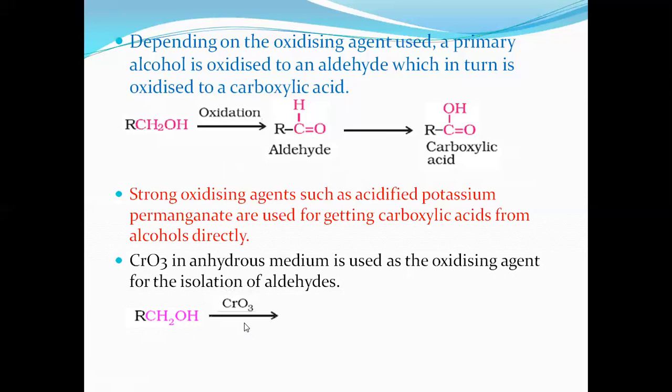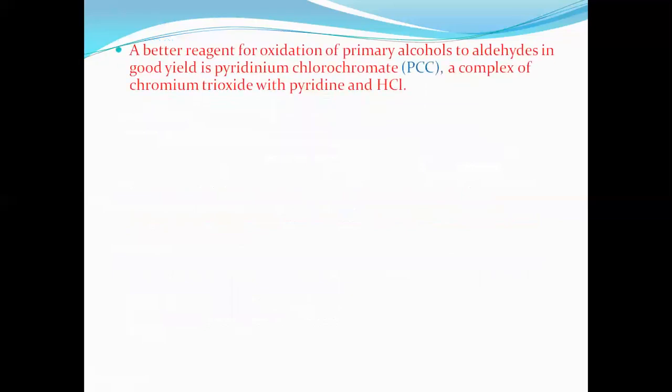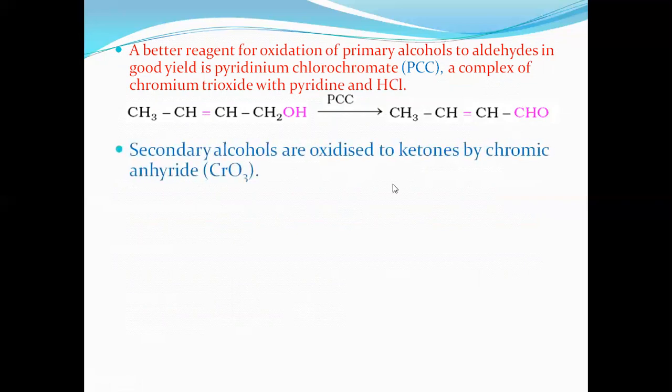If you want to stop the reaction at aldehyde itself, then mild oxidizing agents have to be used, such as chromium oxide. Students, do remember, to convert from alcohols to aldehyde, we have to use a mild oxidizing agent. And if we use a strong oxidizing agent, then they immediately convert alcohols to aldehyde and then into carboxylic acid. A better reagent for oxidation of primary alcohols to aldehydes in good yield is pyridinium chlorochromate (PCC). The alcohol on oxidation converts into what? Aldehyde.